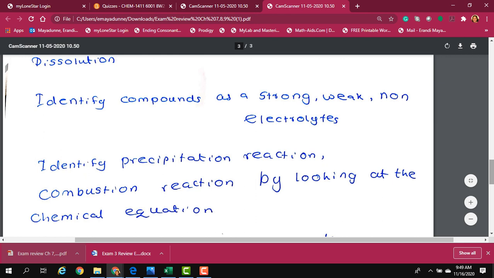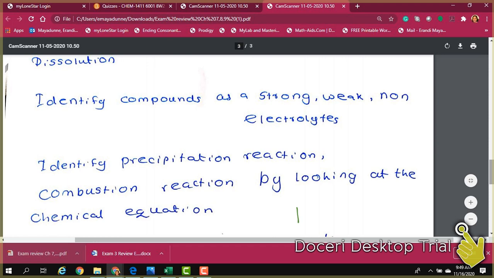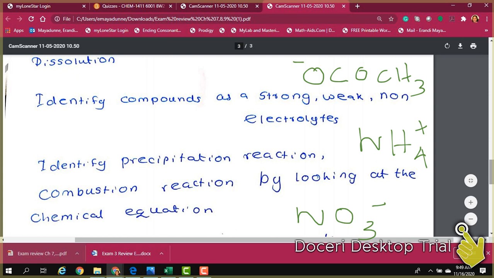There's a trend. Group one is always soluble. Group one means any compound that has sodium, potassium, anything with group one is soluble. If the compound has nitrate, NO3 minus, it is for sure soluble. If your compound has acetate, which is in vinegar, OCOCH3 minus, it is also soluble. And ammonium, NH4 plus, again soluble.